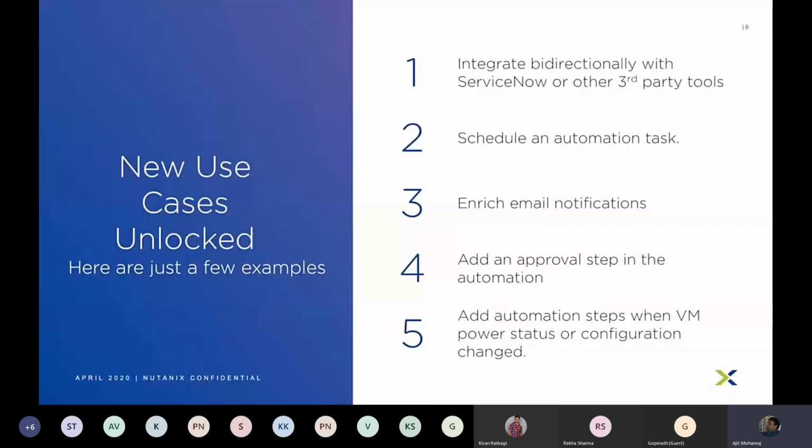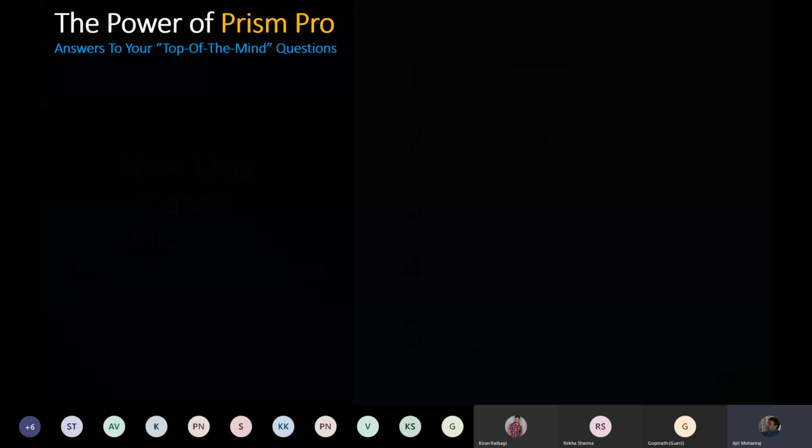Some of the new cases that have been added in terms of the Crossplay piece of it: we can integrate bidirectionally, like I said, with ServiceNow or any third-party tools that use the webhook API. We can schedule these tasks to run, right? I can enrich mail notifications by making them more relevant to the subject, with variables that we can pass. I can also do approvals, so I don't want something to fire automatically until somebody says so. And when something goes off, like when that VM goes off, I can pull back memory, pull back storage, all of that good stuff. These are some of the new cases that were added in the April 2020 release.